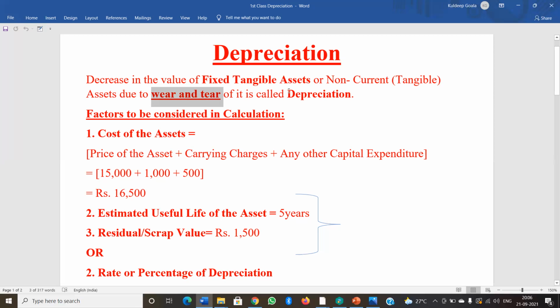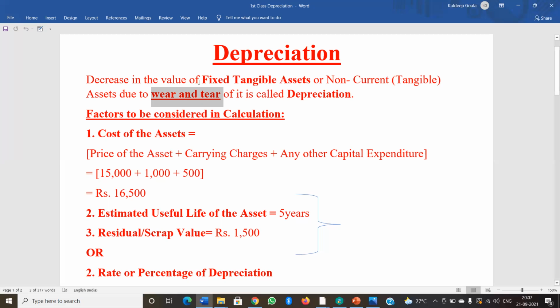Now, what is a fixed tangible asset? What is a fixed asset? We have learned in the terminologies. Fixed asset means all those assets which are going to be in our business for a long span of time. And what is a tangible asset? All those assets which we can see and touch are called tangible assets, like furniture, building, land. But in case of land, depreciation is not applicable. Other than land, for all other non-current assets or fixed assets, it is applicable.